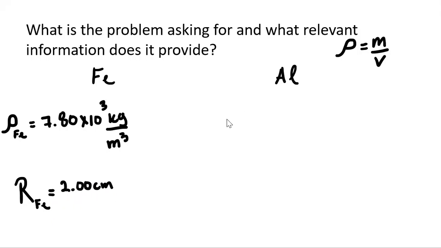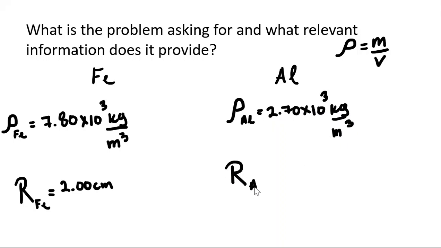For aluminum, they give us a mass sample and a volume, so we can come up with a density value for aluminum. And that's going to be 2.70 times 10 to the 3rd kilograms per cubic meter. They don't give us any radius information. That's actually what we're trying to solve for, so this is going to be our variable of interest. We'll just put a little question mark here for now.